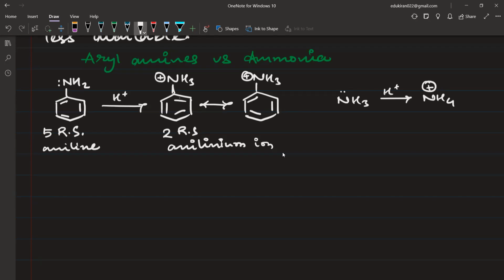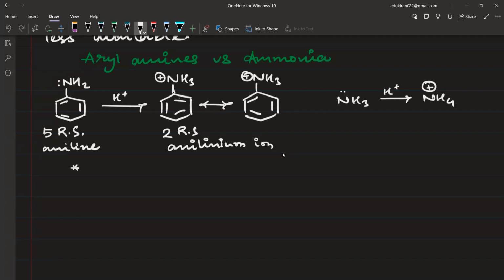Second reason, you write, the phenyl group is what? It is electron withdrawing. Third reason is what? Aniline has more resonating structures than the anilinium ion. That is why it will not convert to the anilinium ion. There are 3 reasons, and there is no such reason for ammonia here. Okay? So aryl amine versus ammonia.